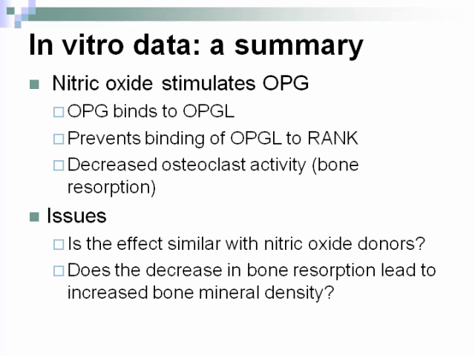So to summarize what I've told you in a very brief period of time, nitric oxide is thought to stimulate OPG. OPG then binds to OPGL, which prevents the binding of OPGL to RANK and reduces osteoclast activity. Ultimately, this would decrease bone breakdown. The issues that come up are, is this effect that I've described in vitro similar to what we would see with nitric oxide donors? And does this decrease in bone resorption lead to an increase in bone mineral density?